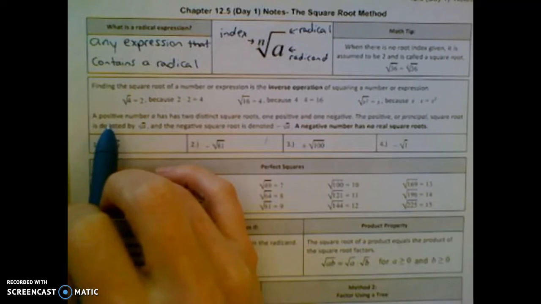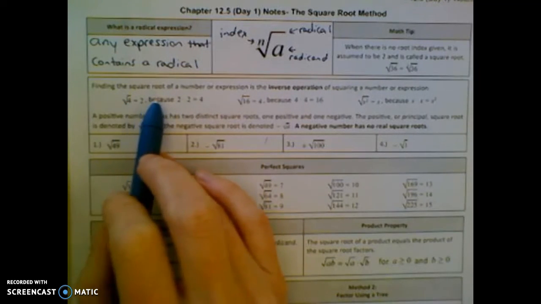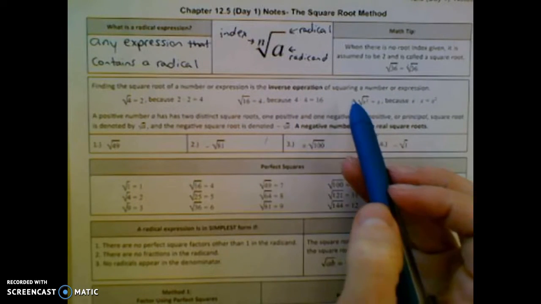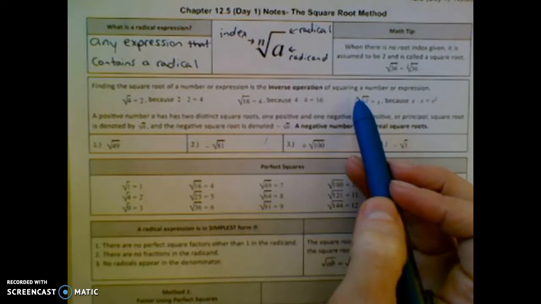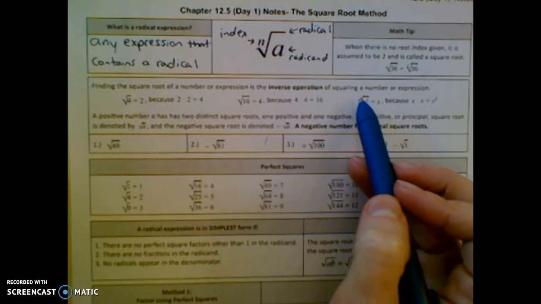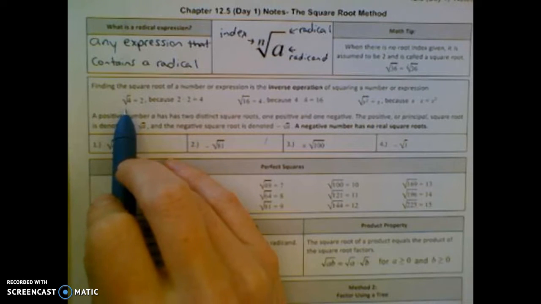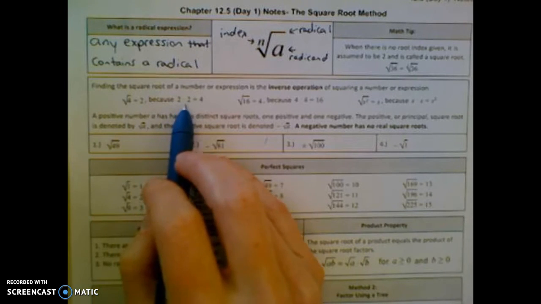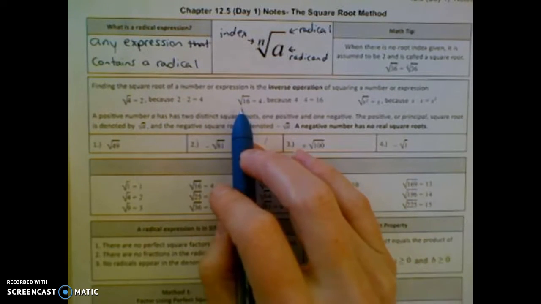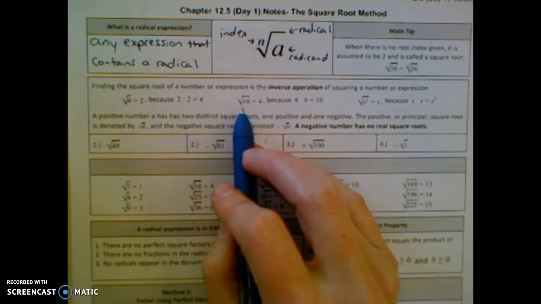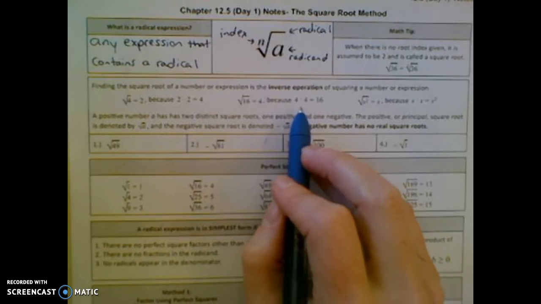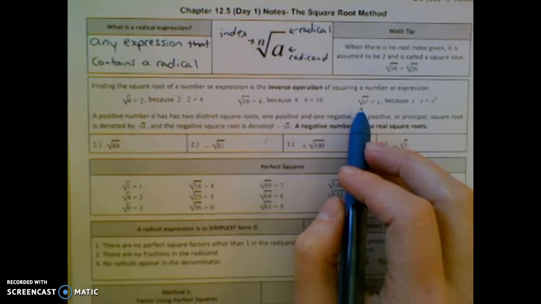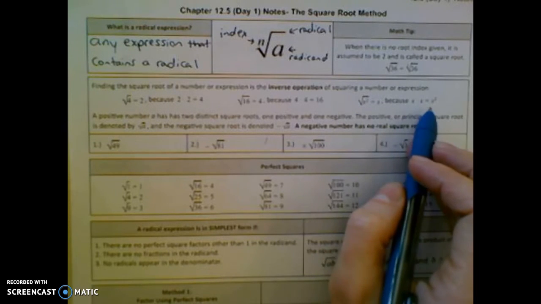All right, so talking about finding the square root. Well, finding the square root of a number is finding the inverse operation of squaring a number. Remember, squaring a number is saying the number times itself. So 2 squared is 4. Well, square root of 4 is saying what times itself is 4. So the square root of 4 is 2 because 2 times 2 is 4. The square root of 16, I ask myself, what times itself is 16? Well, 4 times 4 is 16. And lastly, we can do the same thing for variables as well. What times itself is x squared? Well, that's x times x. That's x squared.